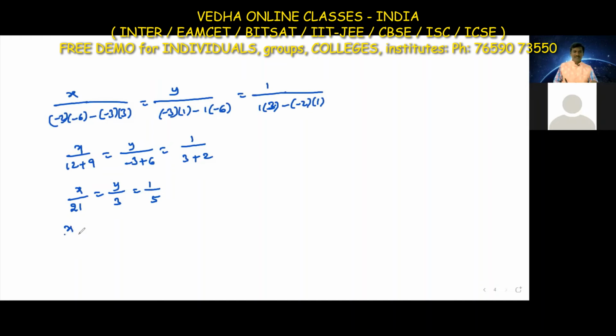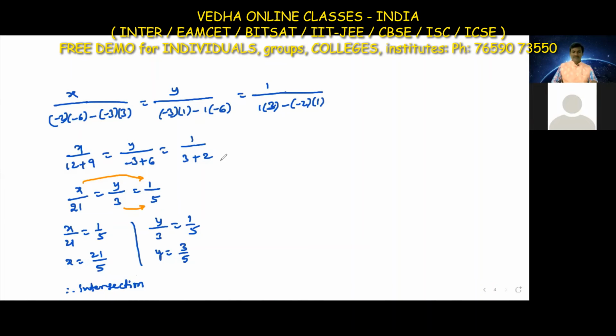So x divided by 21 is equal to 1 by 5, and y divided by 3 is equal to 1 by 5. Equating the x term to the constant, and the y term also to the constant: x equals 21 into 1 by 5, that is 21 by 5, and y equals 3 into 1 by 5, that is 3 by 5. Therefore the intersecting point here.